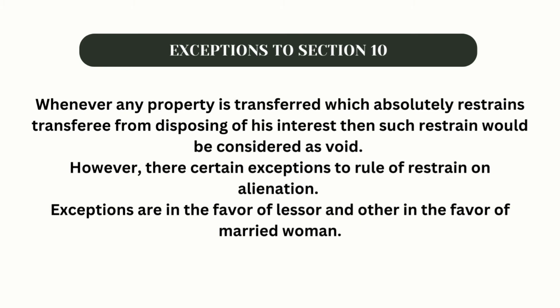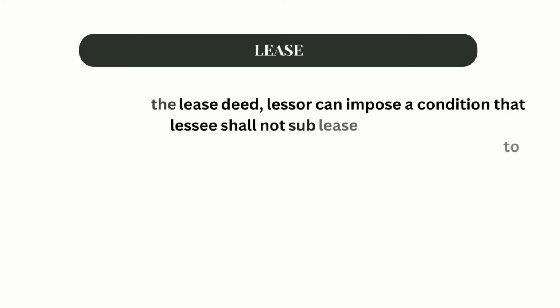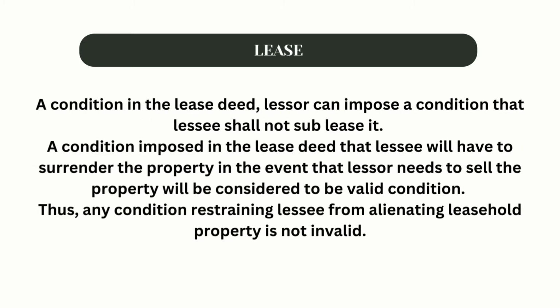Whenever any property is transferred which absolutely restrains the transferee from disposing of his interest, such restraint is considered void. However, there are certain exceptions to the rule against restraint on alienation. One exception is in favor of the lessor and the other in favor of a married woman. As previously seen, the lease: in the lease deed, the lessor can impose a condition that the lessee shall not sublease it. A condition imposed in the lease deed that the lessee will have to surrender the property in the event that the lessor needs to sell the property will be considered a valid condition. Thus, any condition restraining the lessee from alienating leasehold property is not invalid.